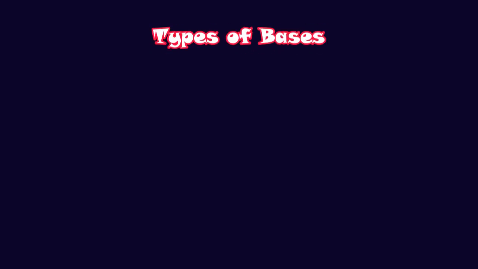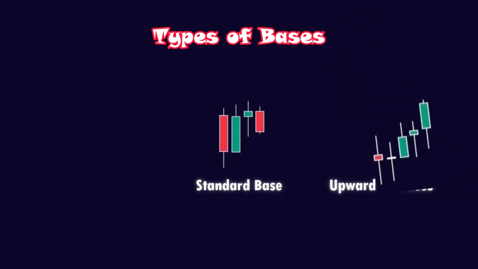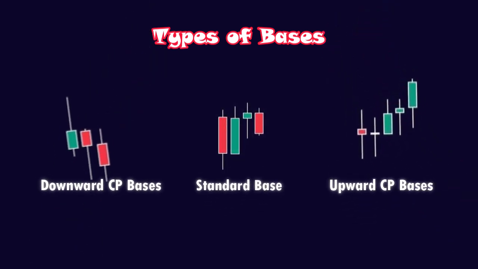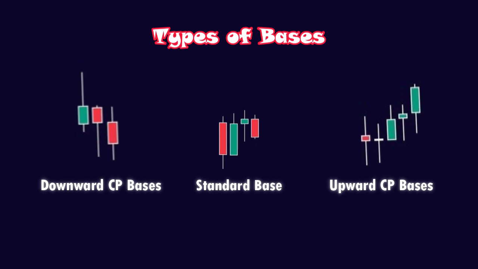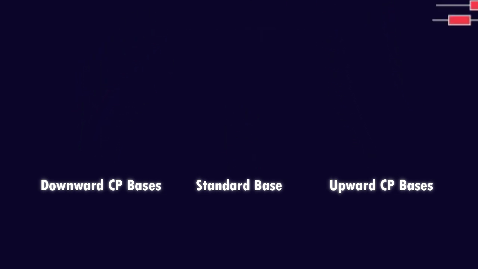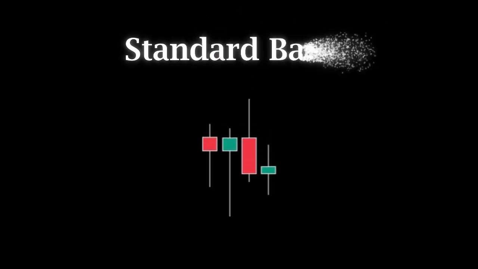Types of bases. As we mentioned, bases come in different types. Bases can be in the form of standard or horizontal bases, upward CP bases, and downward CP bases. We will teach you about upward and downward CP bases in the future, how to trade in them, and introduce important areas of CP. The goal of this video is to review standard bases and how to trade in them.